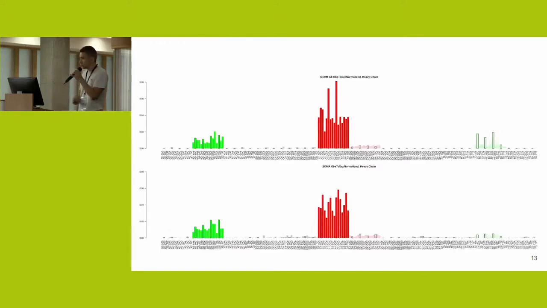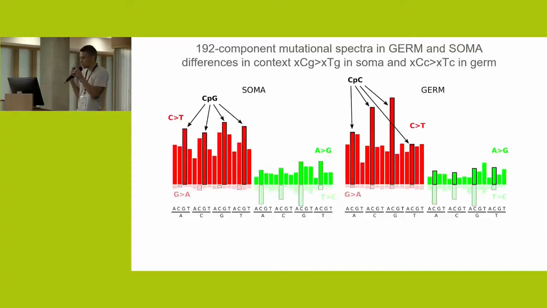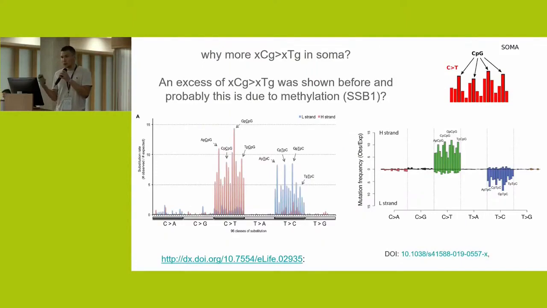Let's take a look at the 192-component mutational spectrum. Let's remove all transversions and compare faint and bright colors, and we get this graph. What you can see here is that the first letter is always different, the second is our substitution, and the most common third letter in the somatic line is G. In the germline, it is C, as we can see, for both C to T and A to G. Why is there more C to T in CpG in the somatic line?